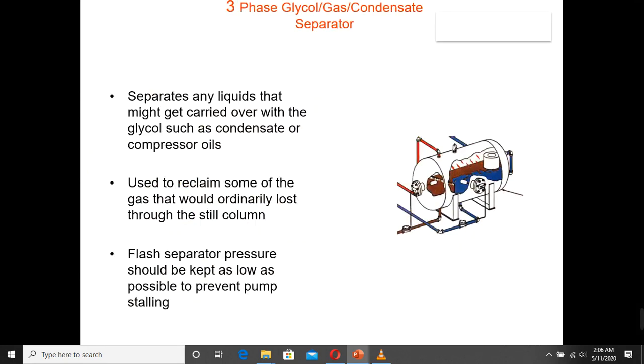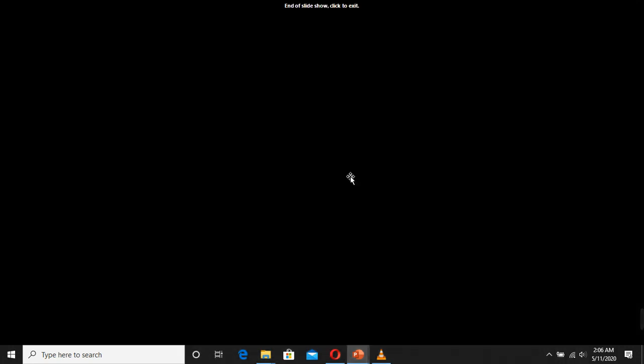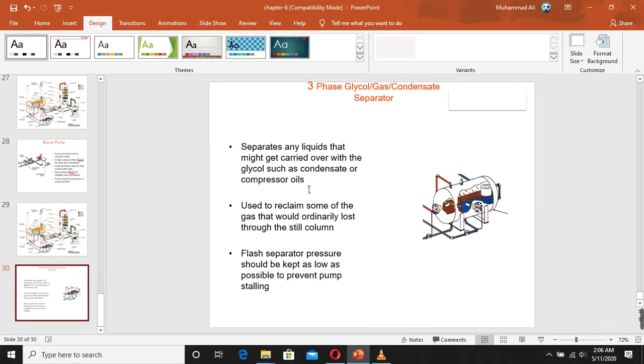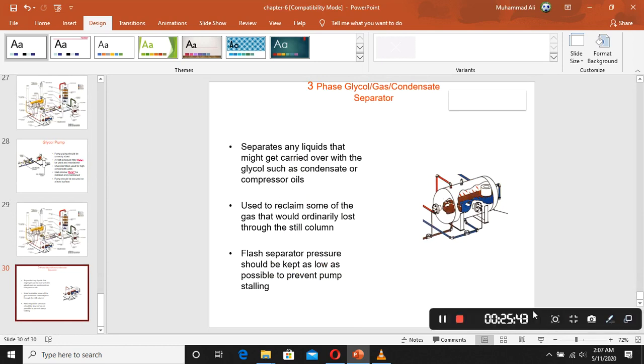Then we have the three-phase separator. It separates any liquids that might get carried over with the glycol. When the glycol comes in, it removes the liquid out of it, and any hydrocarbon, so it's a three-phase separation: solids, contaminants, water, and hydrocarbons are removed in this three-phase glycol separator. So that's all about gas dehydration, where glycols are used to remove the water. This was the plant and the basic equipment used in this dehydration process.